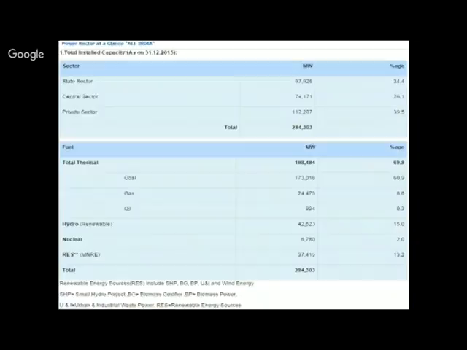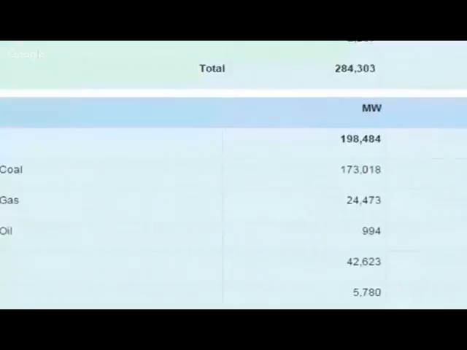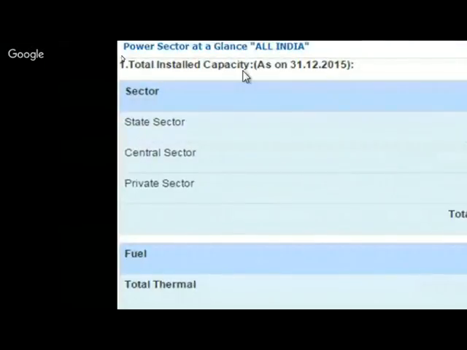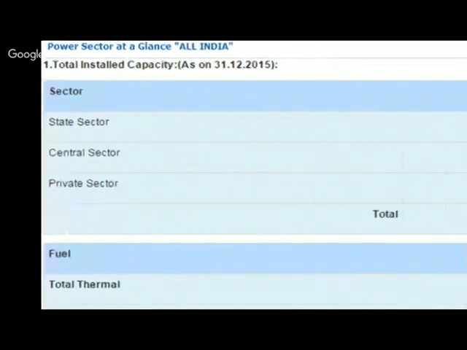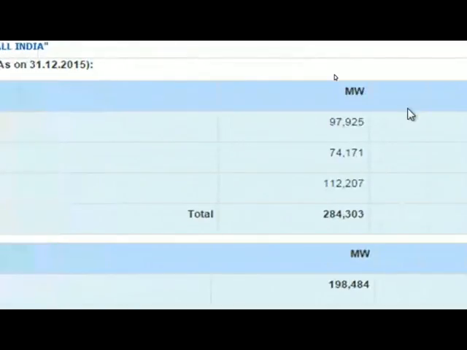So first of all, let us see what is the power sector all over India. I think this is not visible much, so I'm just enlarging it. So this is the Indian power sector at a glance. The total installed capacity as on December 2015, that is the latest, is 2,84,303 megawatts.